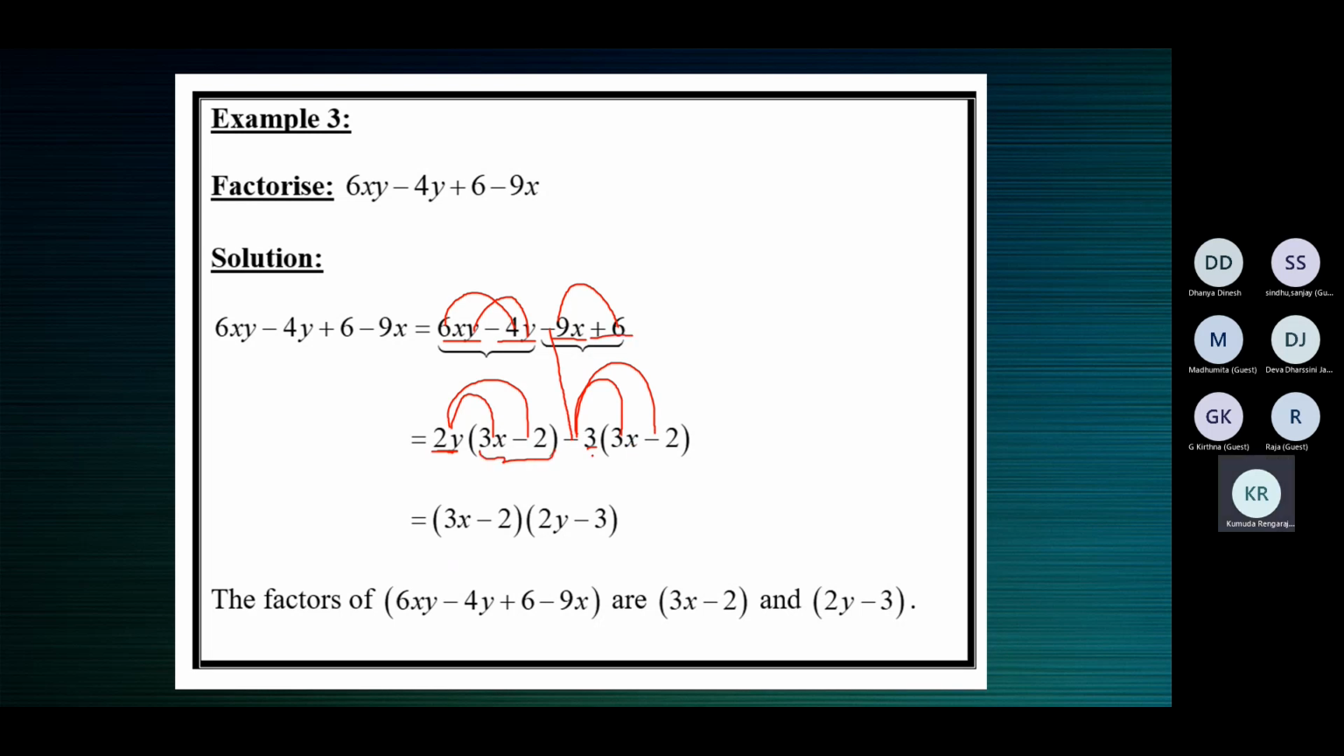Now this bracket and this bracket have the same expression. Write it once, multiplied by the other bracket that gathers these two terms, 2y minus 3. So this expression has two factors, and the two factors are 3x minus 2 and 2y minus 3.